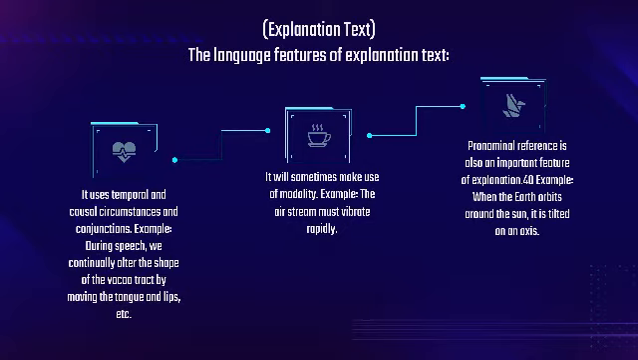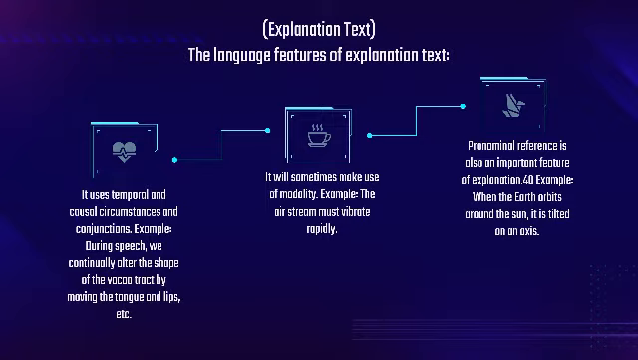Still about the language features of explanation text. 4. It uses temporal and causal circumstance and conjunction. For example, during speech, we occasionally alter the shape of the vocal tract by moving the tongue and lips. 5. It will sometimes make use of modality. For example, the airstream must vibrate rapidly.